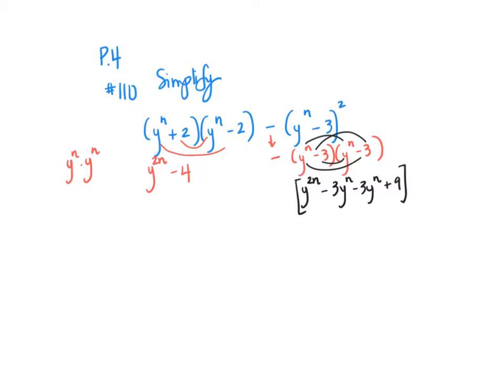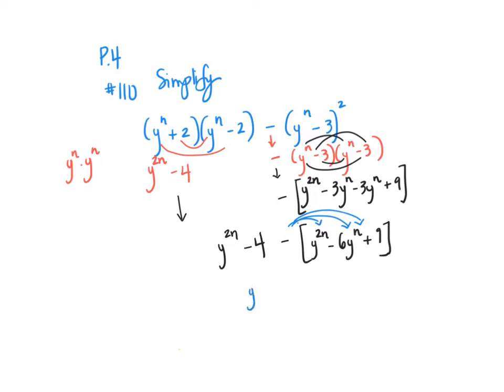So I can also simplify that. That's going to give me y to the 2n minus 6y to the n plus 9. Now I need to subtract that whole quantity. I also am going to go ahead and bring down this first piece, y to the 2n minus 4. So now I'm going to distribute that negative. So I still have y to the 2n minus 4 minus y to the 2n plus 6y to the nth minus 9.